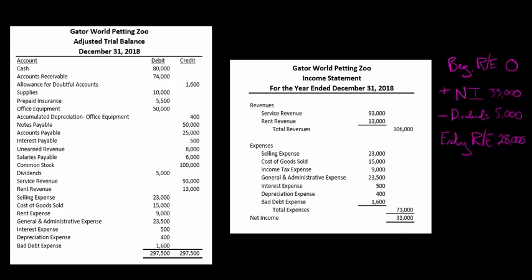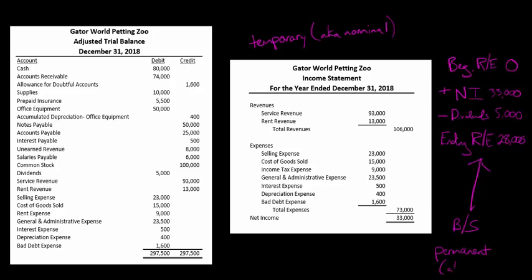Now, why is this relevant? Because retained earnings is a balance sheet account, otherwise known as a permanent account. All of the income statement accounts are temporary accounts. They are temporary, or sometimes you'll hear the phrase nominal. Temporary, aka nominal, and the permanent accounts are also known as real accounts. So cash, accounts payable, etc., all the balance sheet accounts, they're permanent.